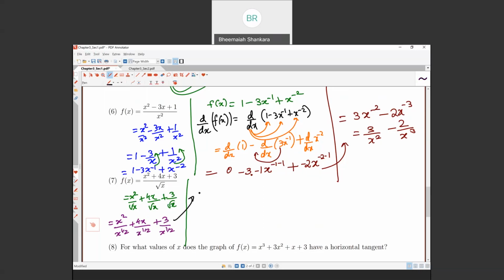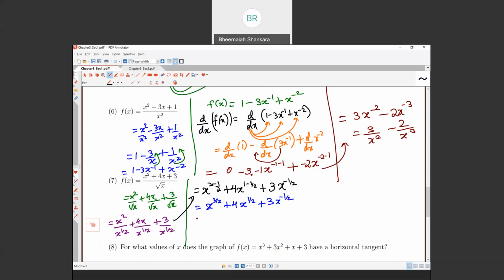This is equal to x to the 2, and you can take the 1 half to the top, writing it as negative 1 half. 4x to the 1, you can take the 1 half to the top, it becomes negative 1 half. And then you have 3, take the 1 half to the top, it's x to the negative 1 half. Now simplify the exponents. So 2 minus 1 half will be 3 halves, plus 4 times x to the 1 minus 1 half, which is 1 half, and then 3x to the negative 1 half. Now that we have simplified as much as possible, you're good to differentiate the function f of x.